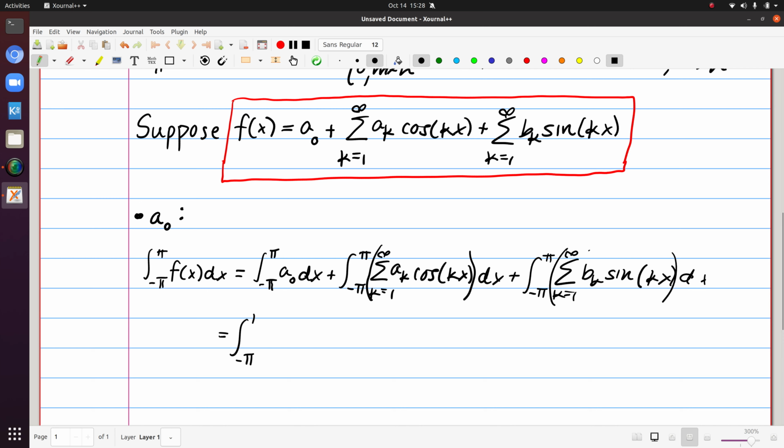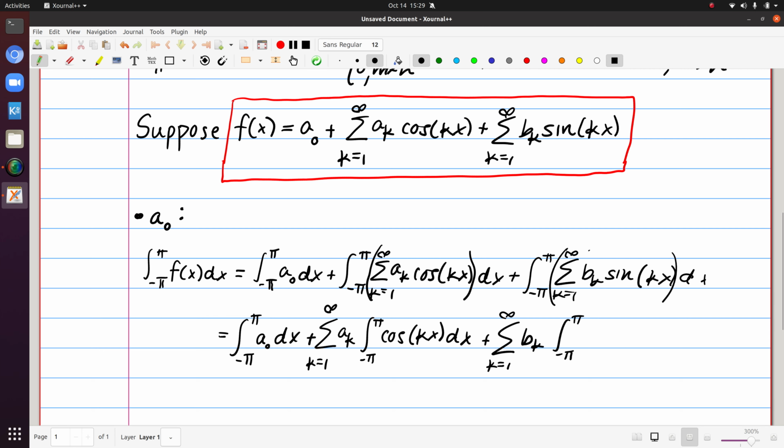So I still have this first integral as it is, but then plus the sum from k equals 1 to infinity of a sub k, the integral from minus pi to pi of cosine kx, plus the sum from k equals 1 to infinity of b sub k, integral from minus pi to pi of sine kx. And one other thing I should address is I brought the a sub k's and b sub k's out front of the integral because those were constant with respect to x.